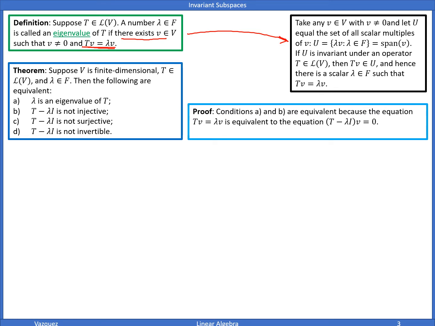So conditions A and B are equivalent. Now why? Well, just tamper with this equation here. It's just equivalent to this equation. Just bring T equal to lambda v, and then we got it. So that's why they're equivalent.